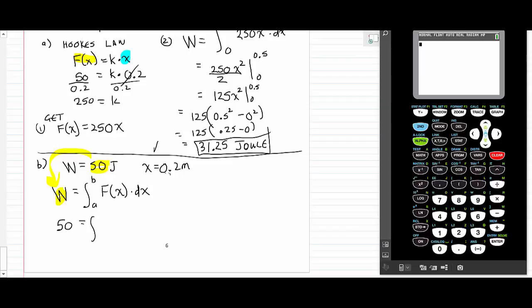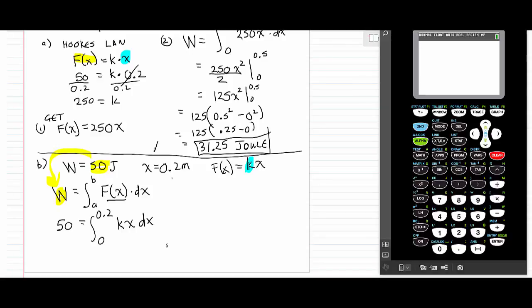Now we're stretching the spring from equilibrium. So how do your limits go? 0 to 0.2. And then what you have on this is f of x. But f of x, according to Hooke's law, is kx. So instead of putting f of x there, put kx times dx. What that'll allow you to find is k. And then we can build our function, because ultimately we have to know this function before we can find the work. Does that setup make sense to everybody?